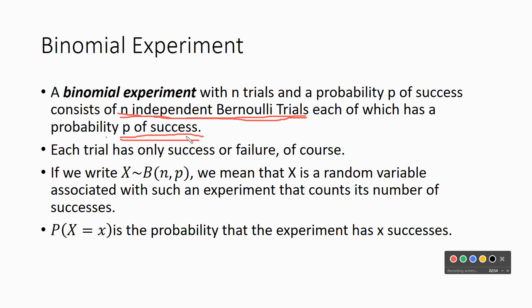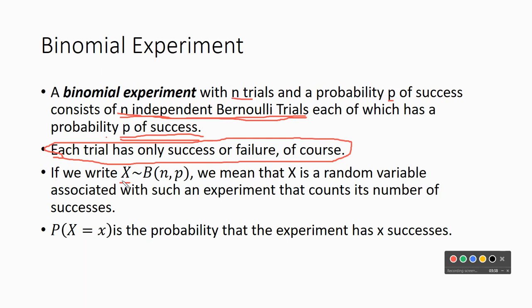So we could take the same jar that I described in the slide before, with 700 red beads and 300 blue beads, and pull out a bead and put it back and do this, say, 10 times. That would be a binomial experiment with 10 trials and a probability of 0.7 of success. Since each trial is a Bernoulli experiment, its only outcome is going to be success or failure.